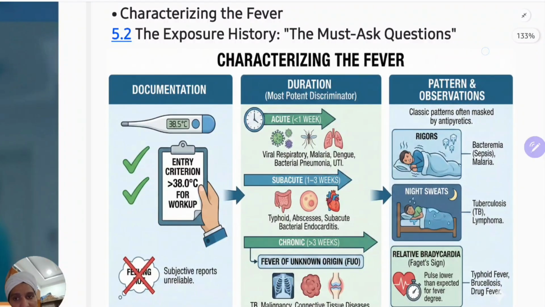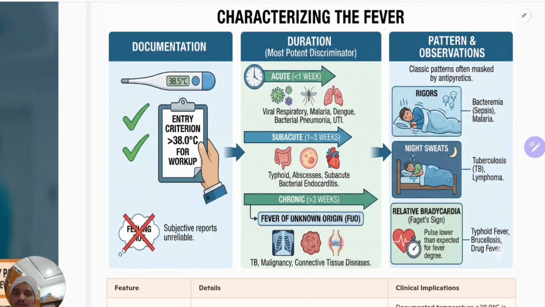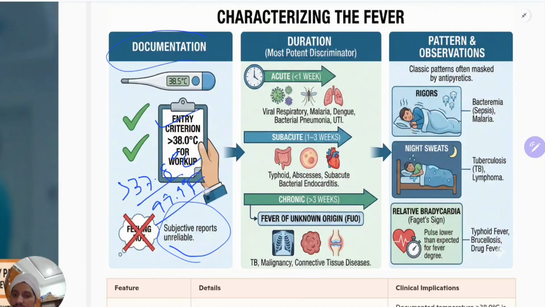So the first thing we have done is document the fever. A patient's subjective feeling of having fever is unreliable. You should document it; the entry criterion is more than 38 degrees centigrade, or you can take 37.8 degrees centigrade also. In Fahrenheit it is 99.9 degrees Fahrenheit. So that is documented, the patient is having fever. Now, what is the duration? This is the most important thing.